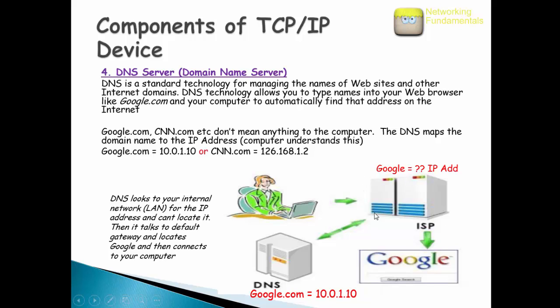So then the computer says, okay, I've received google.com is equal to this IP address. So now the computer is actually going to talk out to the internet to find google.com at this IP address, 10.0.1.10, and it's going to reply with a response onto my screen, and then I will get google.com displayed on my screen. So that's what your DNS server does. It basically maps the domain name, which is google.com, and makes it equal to an IP address so that the computer can understand it and then go look for that piece of information or that request that has come in. Okay, so that's your DNS server.